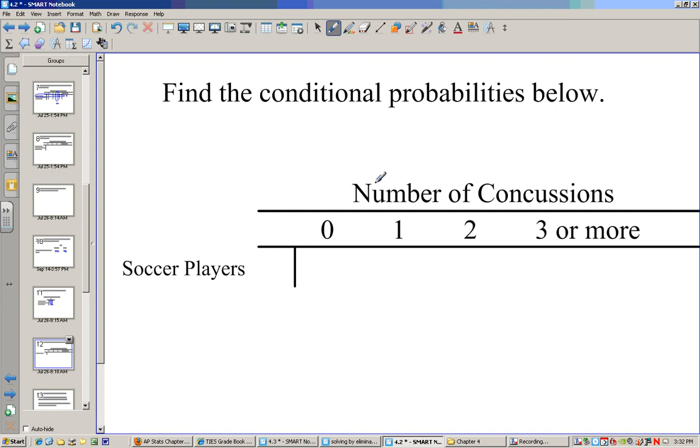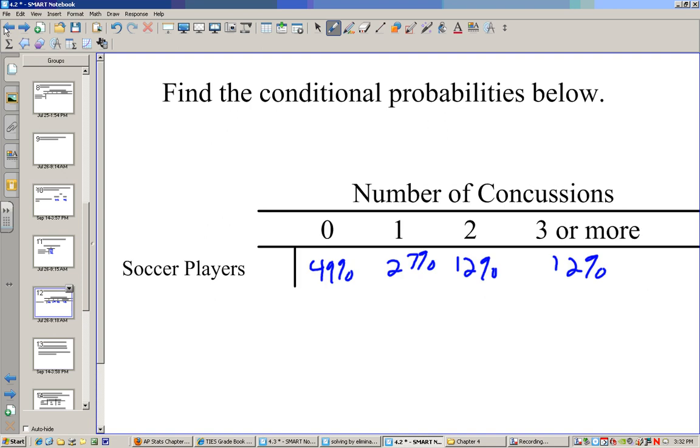So we have 49%, 27%, 12%, and what's left over is another 12%. So these are the conditional probabilities.